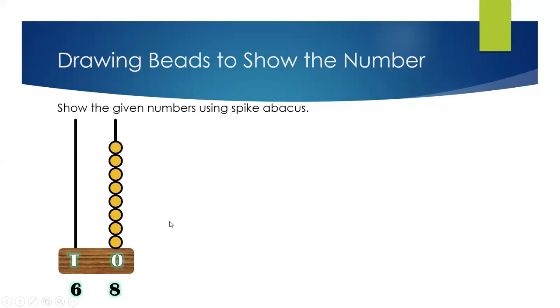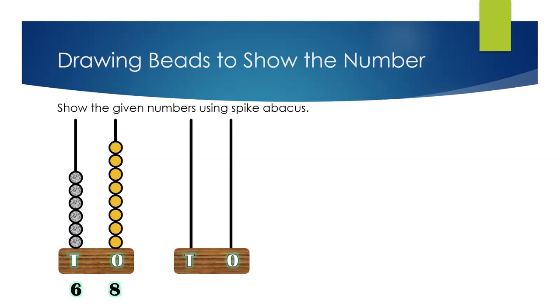And now we are going to represent 6 tens by putting how many beads in the 10 spike? We are going to place 6 beads in the 10 spike. So here we go. 1, 2, 3, 4, 5, 6. So here we have used 6 beads to show 6 tens. So the number we have represented using the spike abacus is 68. 6 tens, 8 ones.